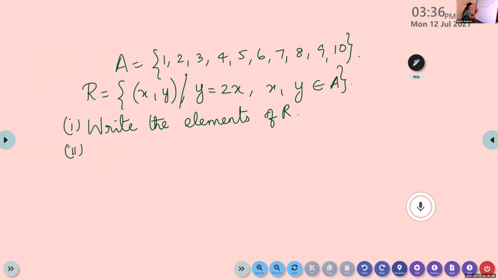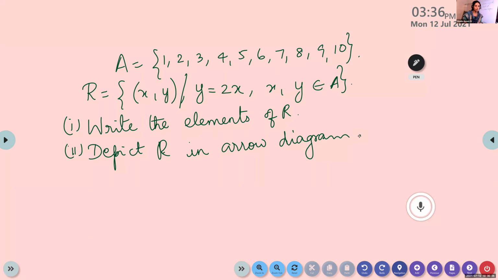Second, depict R in an arrow diagram. Try this. Depict R using an arrow diagram. Do this. You can discuss the answer. I'll mark your attendance, children, in the meantime.